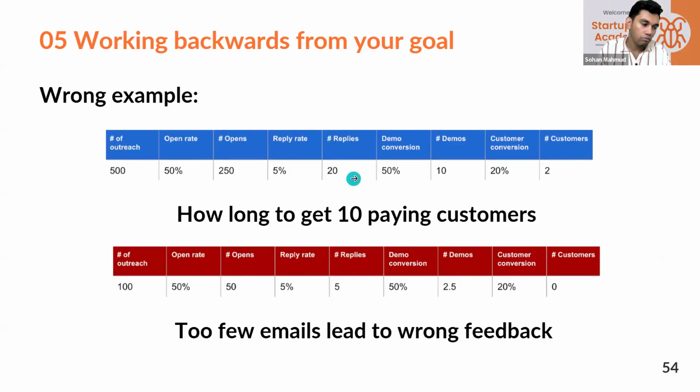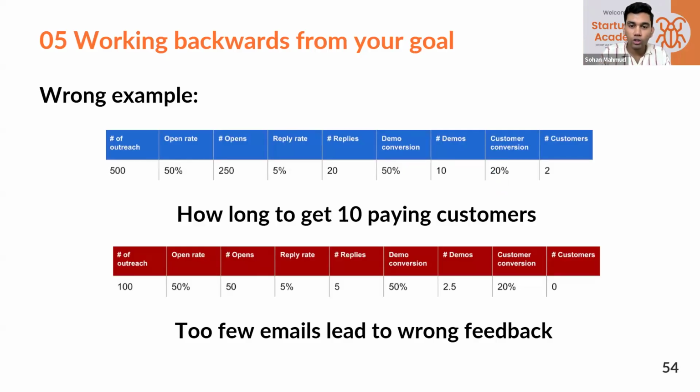5% replied, which is like 20 replies. And the demo conversion, like people you emailed, the early customers, 50% of them tried your demos, which is 10. And the conversion to customer is that out of those people, only 20%, or 2 customers, have been converted. Then this is not really a good example.